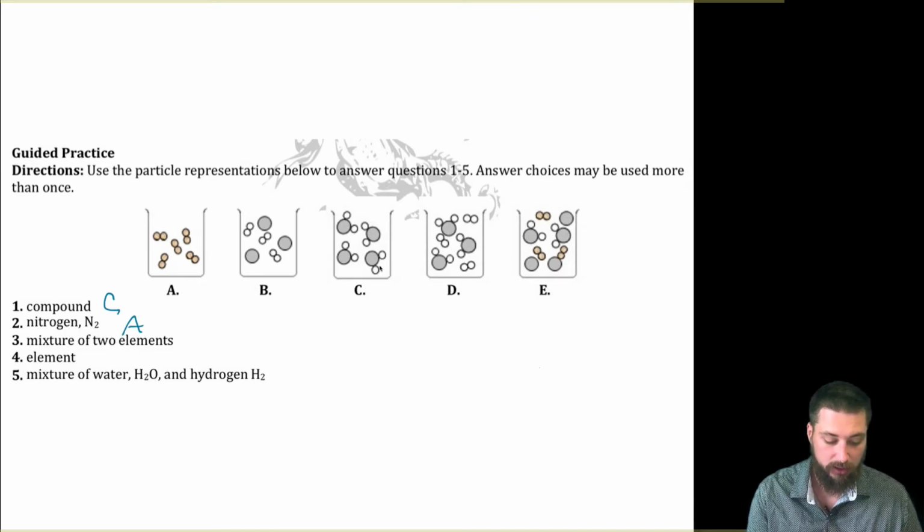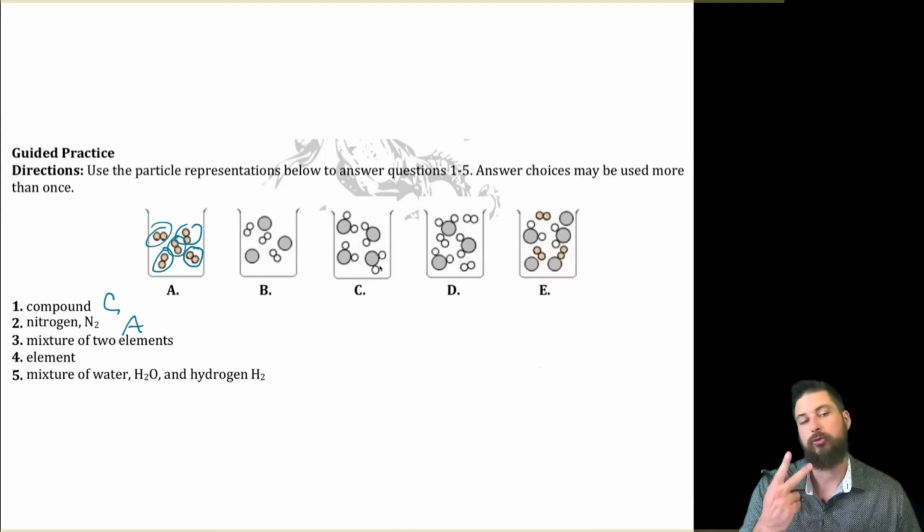And if you take a look, this is a pure substance. It's an element. And even though there's two atoms bonded together, they're the same atom, so it's still classified as an element because there's only one type of atom.